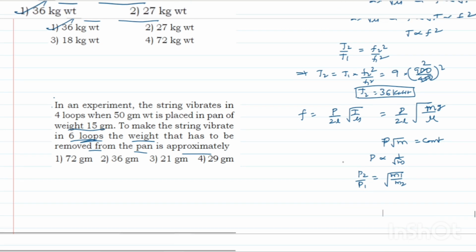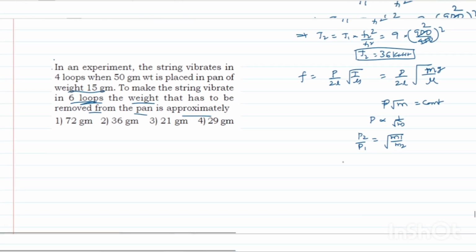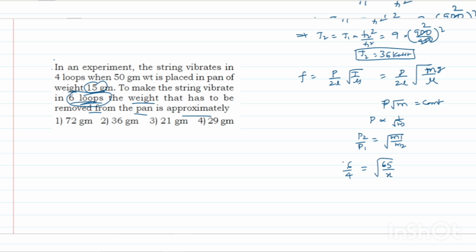So here 50 gram weight is suspended, so the tensional force is going to vary, right? The number of segments final is 6 loops, initial is 4 loops, which equals m1, where 50 gram weight is placed in the pan of weight 15 gram. So the total weight will be 65. By m2 we don't know, so just calculate some x value. By squaring on both sides, we get 36 by 16 equals 65 by x.